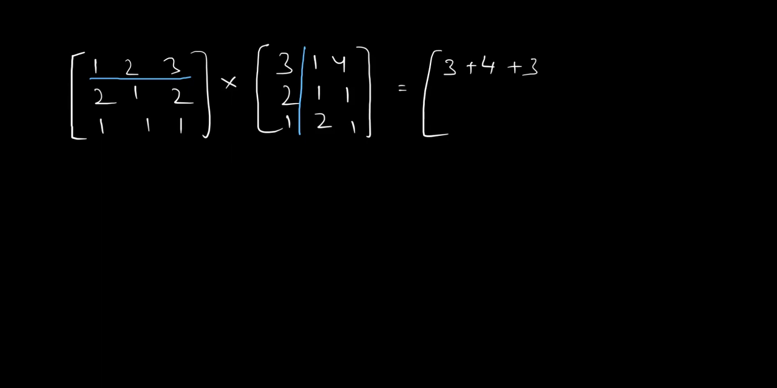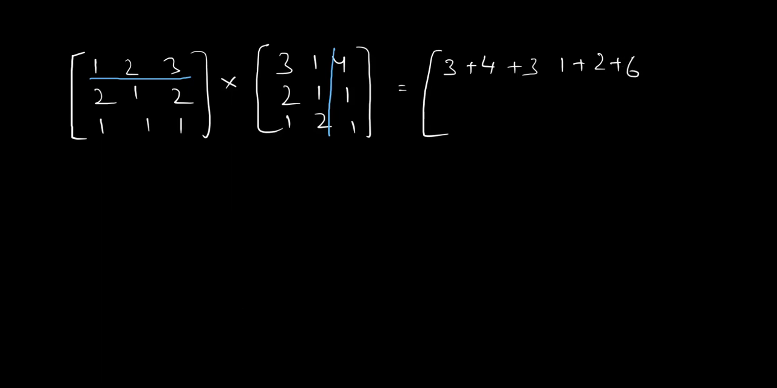Let us see the next thing. I'm using another color so you can understand. Then again this row into this column. Let's multiply again: 1 into 1 is going to be 1, plus 2 into 1 is going to be 2, plus 3 into 2 is going to be 6.